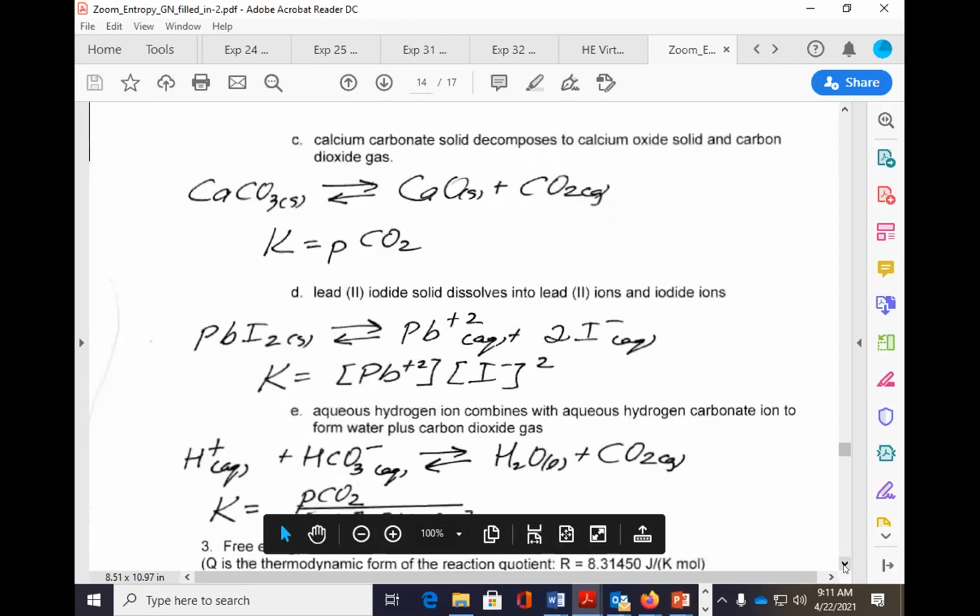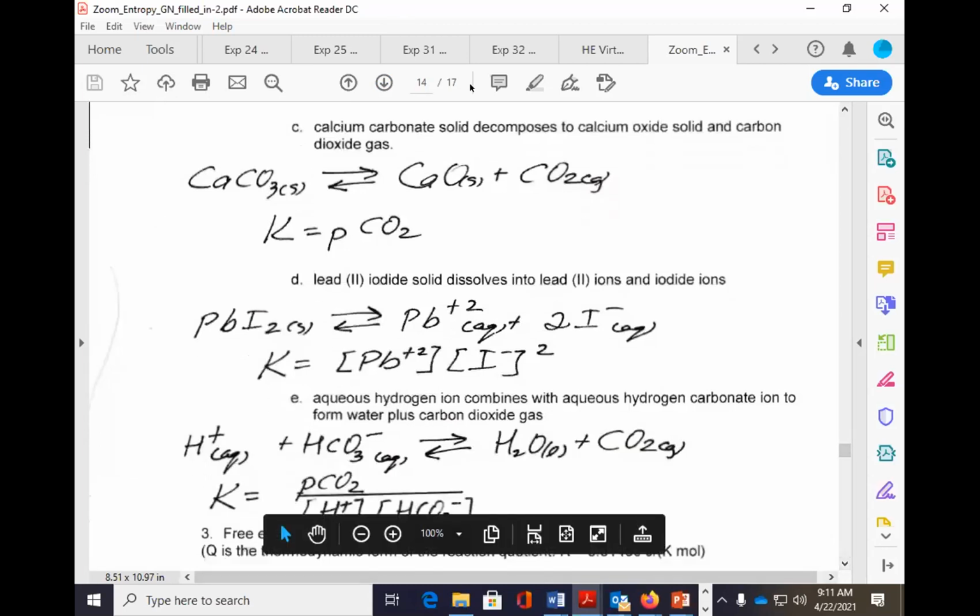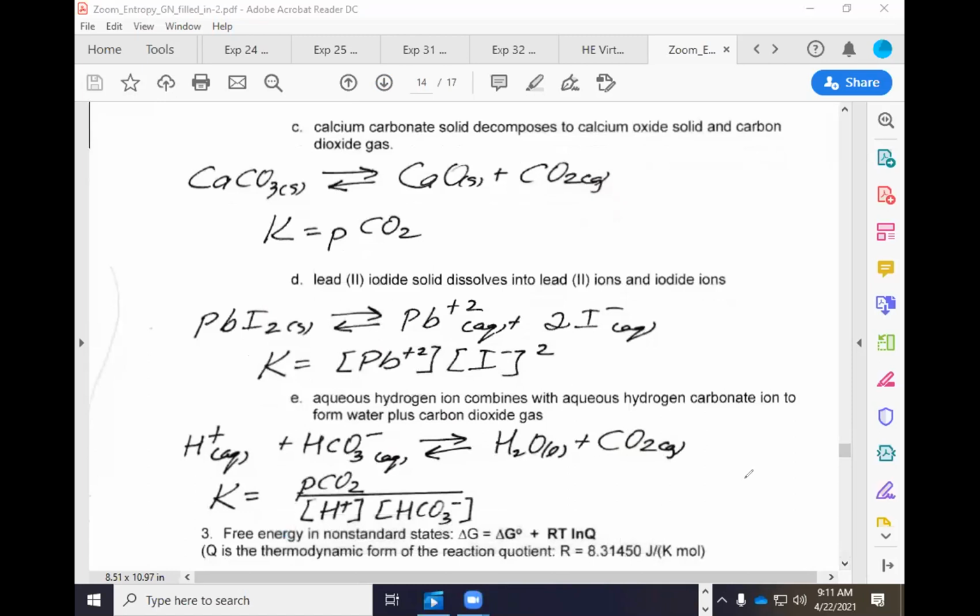Okay, so we learned that when you put that little 0 superscript, so for example here, that means standard state, 1 atmosphere, 1 molarity. But when you do not have it, then that means you're non-standard state. So you don't know what the molarity, what the atmospheres are.